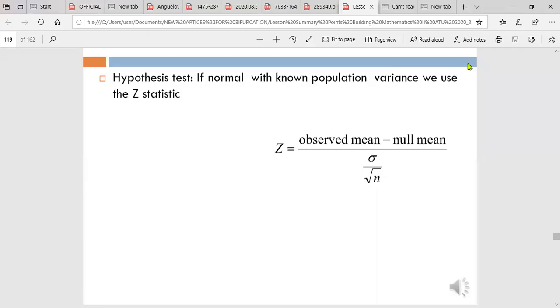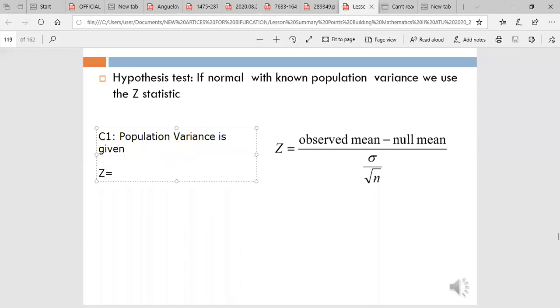There are three cases in which our sets will require the use of Z and T. The first case, case one, is where your population variance or population standard deviation is given. So the population variance is given or is known. If it is given, you use the Z.